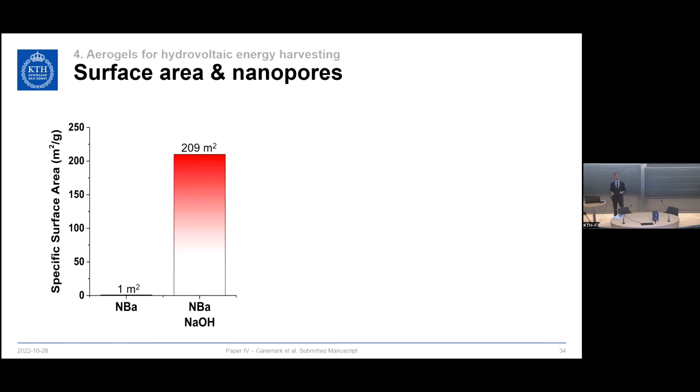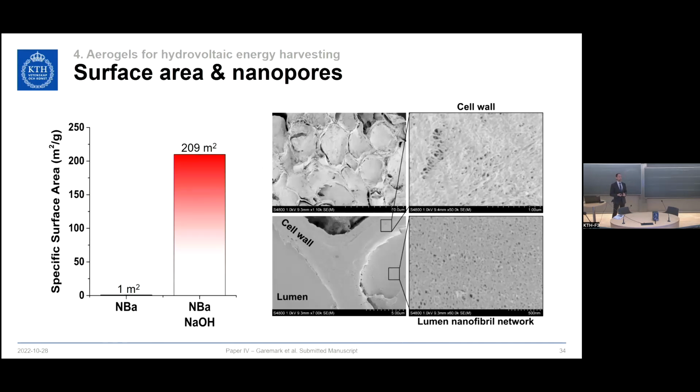We then studied the surface area, and we saw that we have a big rise in the specific surface area. And this can be better understood if you look into the nanostructure of the material. So if you compare the nanoporosity of the cell wall and the nanoporosity of the lumen fibrils, you can see that they are really nanoporous. And this is by far the most porous aerogel structures we have created so far.